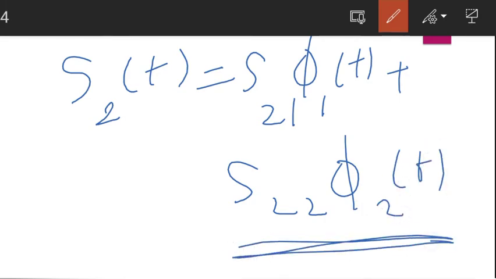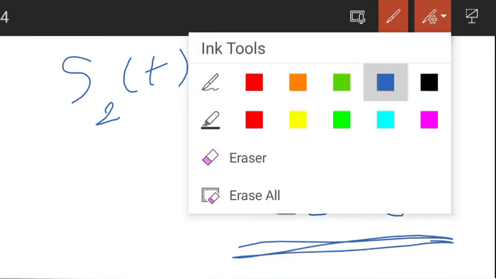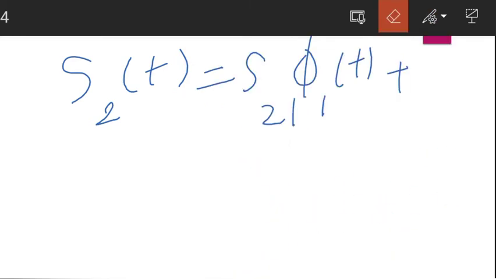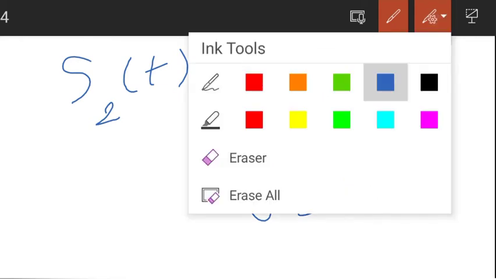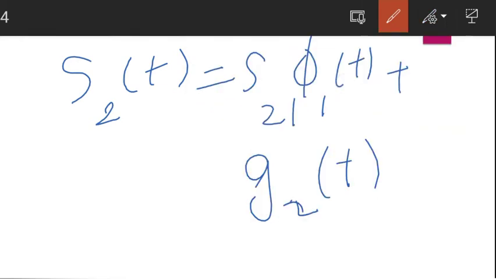Here, this S22 into phi 2 of t can be replaced by G2 of t. So, what is G2 of t? This is nothing but S22 into phi 2 of t. From this, what is G2 of t? Just by a simple step, we can take that this equal sign has to be replaced by minus. Am I right?